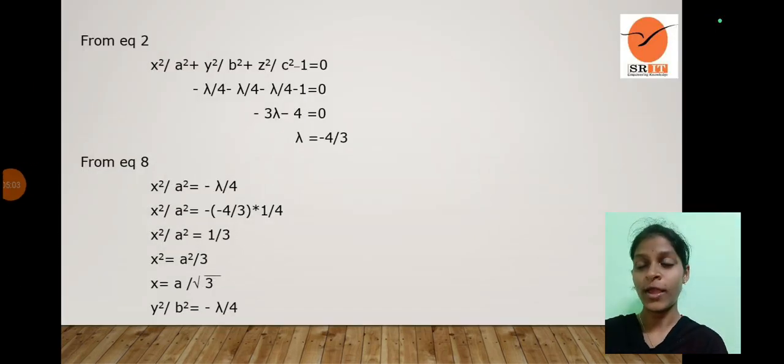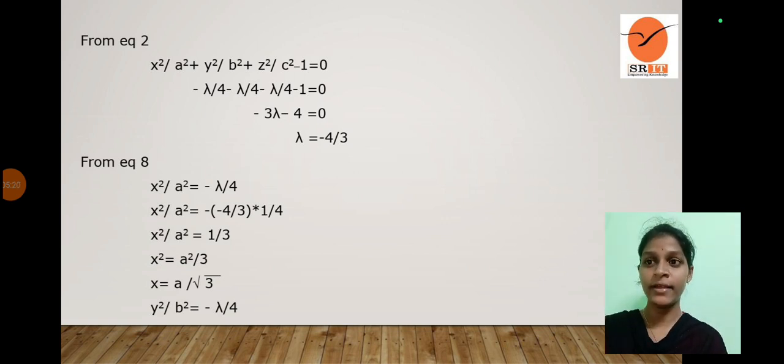From equation 2, x square by a square plus y square by b square plus z square by c square minus 1 equals 0. Substituting, minus lambda by 4 minus lambda by 4 minus lambda by 4 minus 1 equals 0. This gives minus 3 lambda minus 4 equals 0, so lambda is equal to minus 4 by 3.